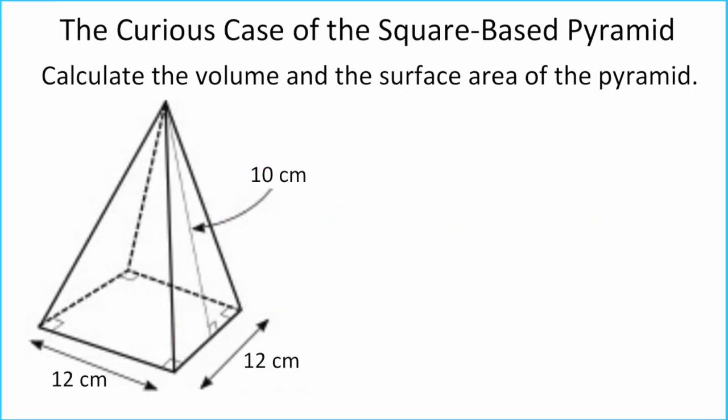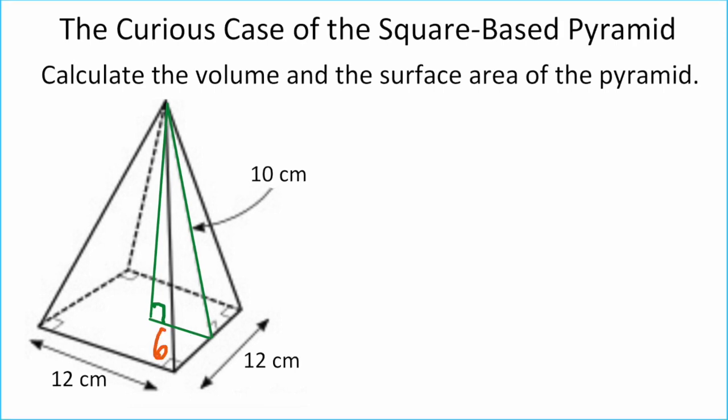Let's look at another situation with the curious case of the square-based pyramid, where this time they're not giving us the height of the pyramid, they're giving us what's called the slant height of 10 centimeters. So once again, we're going to solve for this right triangle that exists in the middle of our shape. So the 10 in this case is the hypotenuse, and then we divide the 12 by 2 to get 6 for that lower leg, and we'll solve for the other leg.